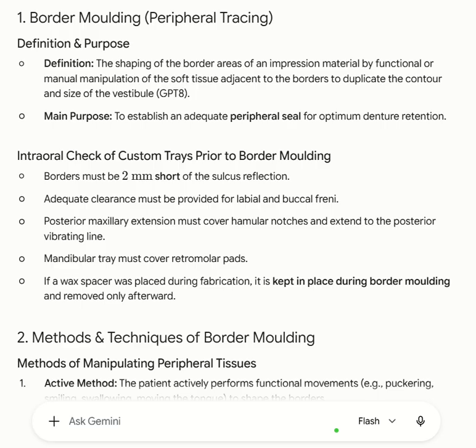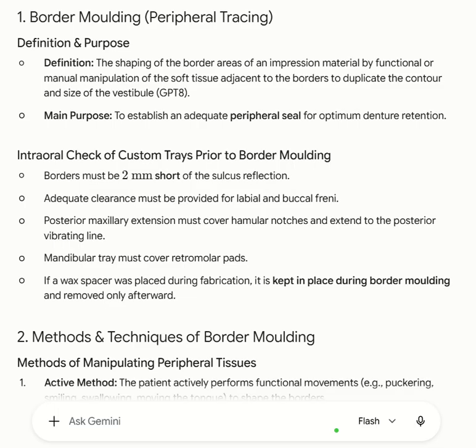Intraoral check of custom trays prior to border molding. Borders must be 2 mm short of the sulcus reflection. Adequate clearance must be provided for labial and buccal freni. Posterior maxillary extension must cover hamular notches and extend to the posterior vibrating line. Mandibular tray must cover retromolar pads. If a wax spacer was placed during fabrication, it is kept in place during border molding and removed only afterward.